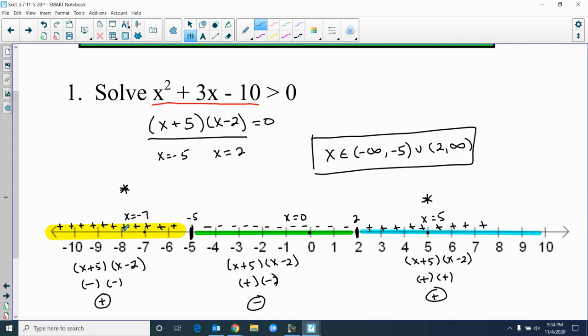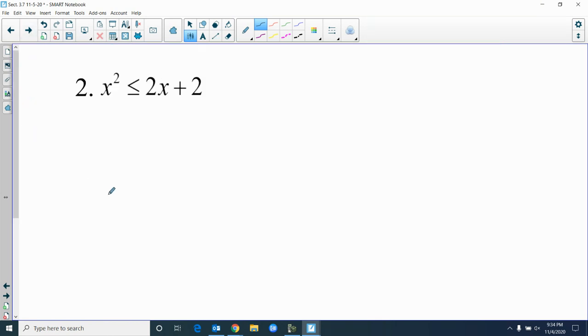So this is what we call a sign chart or a sign diagram to indicate it. We just pick a test point, see whether we get a positive or negative back. And we've got to figure out where it hits 0 first. All right, second one here.